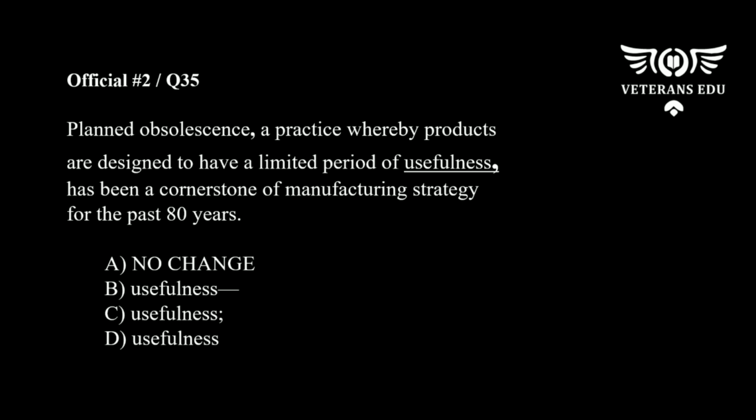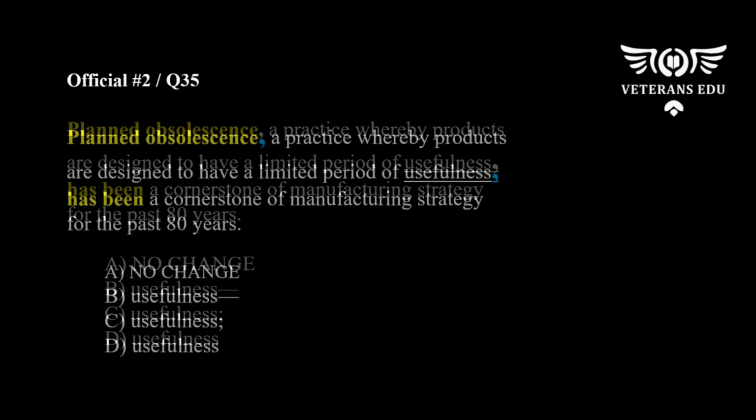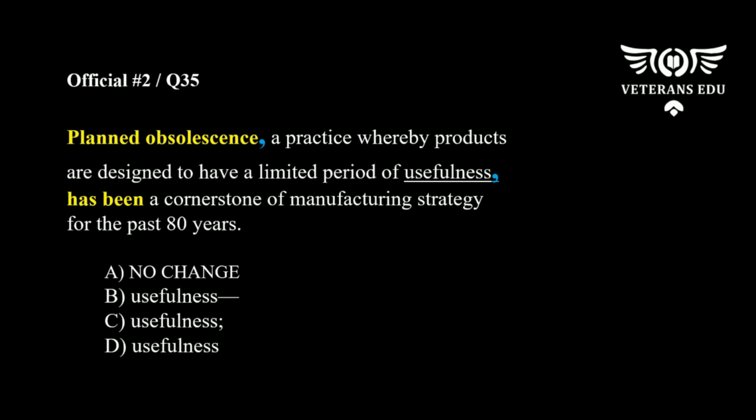So what is the subject and the verb of the sentence? The subject is planned obsolescence, and the verb is has been. Now, between the subject and the verb, how many commas do you see? At the moment, there are 2 commas. This means that there's no grammatical problem. Now, we will look at answer choices B, C, and D. What will happen when we choose B, C, or D? It will violate the most important concept in the SAT, parallel punctuation. Remember, between a subject and a verb, you can only have 0 or 2 commas. So the answer is A.